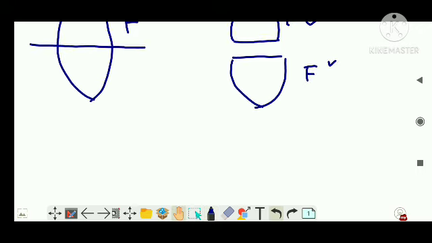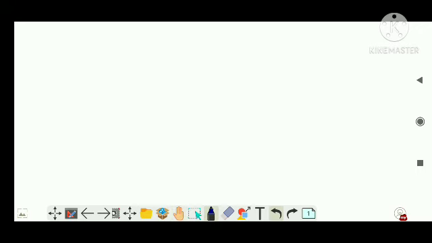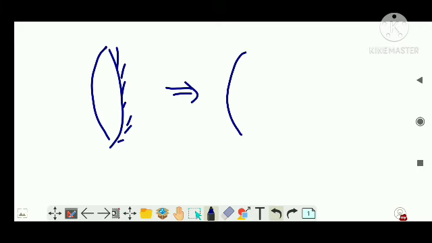Clear? Now similarly, another concept question which comes is, if one surface is silvered, that is, this is a lens and this surface is silvered, so that means you can say this is a combination of one lens and a concave mirror, right? Clear?